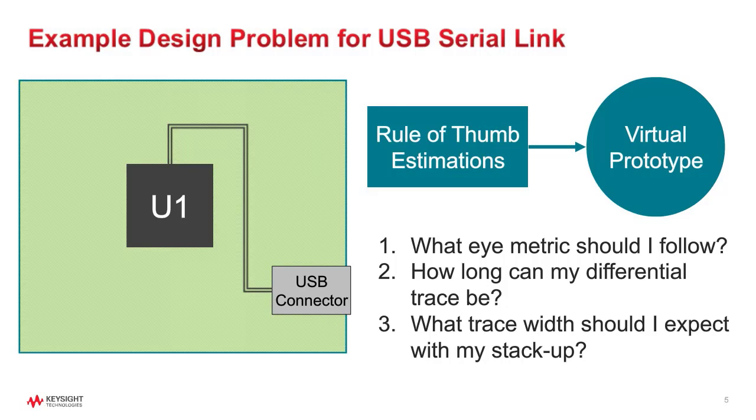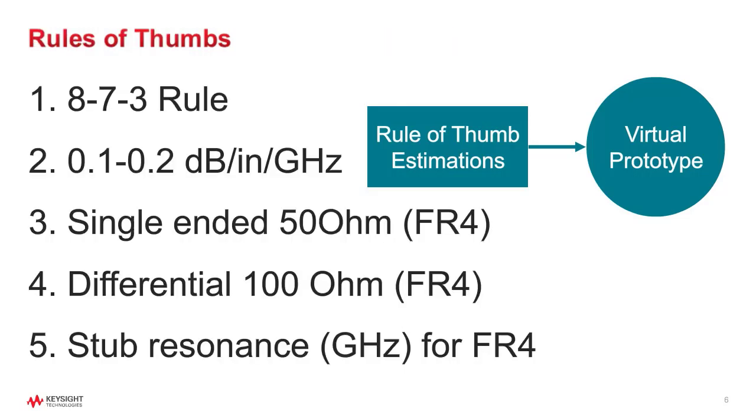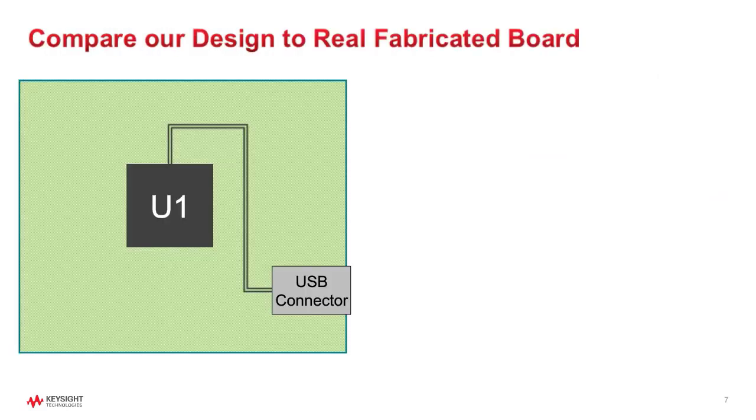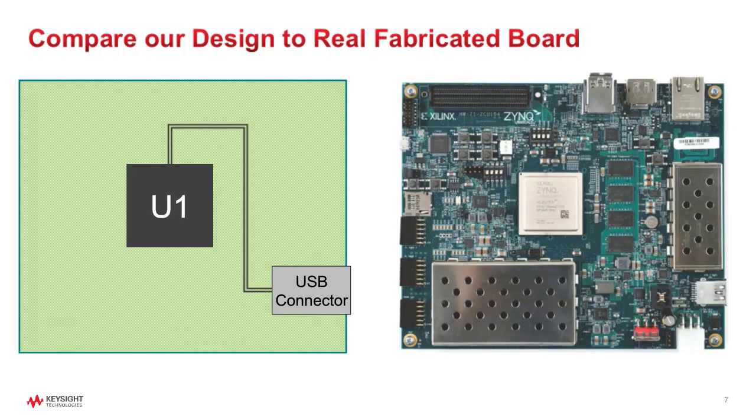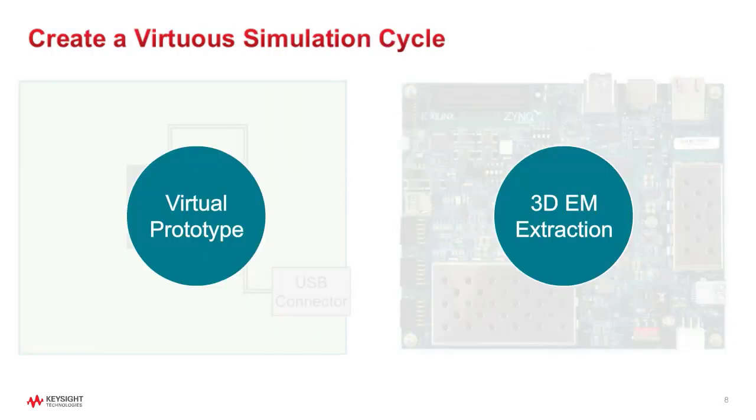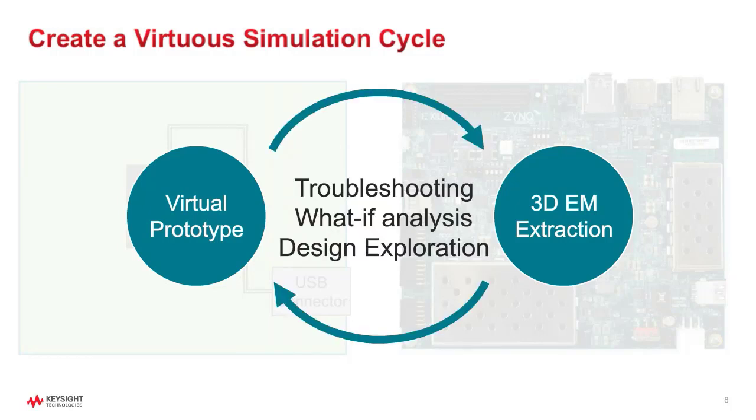Going through these 3 questions, we'll have 5 rules of thumb. And at the end, I'll have a cheat sheet for you and a challenge. So make sure you stay till the end to accept the challenge. And after all this, the virtual prototype is created. We will take a step further and compare our design to a real fabricated board. That's where I'll show you how the virtual prototype and the 3D EM simulation, SI Pro, can create a virtuous cycle where it's very easy to do troubleshooting, what-if analysis, and design explorations. Without further ado, let's take the first question.